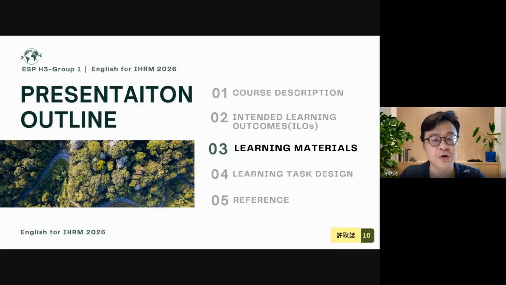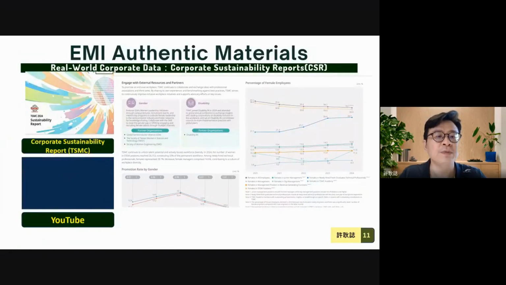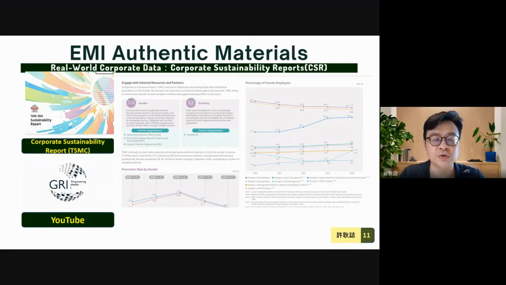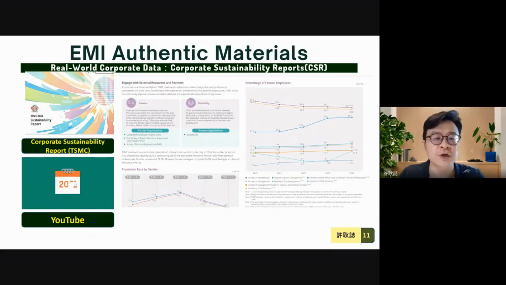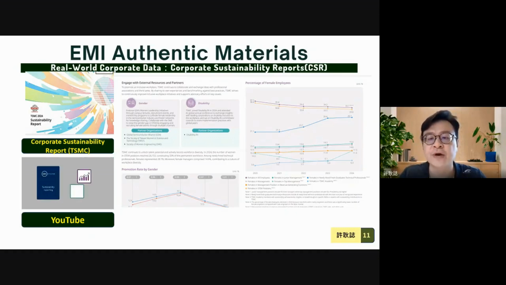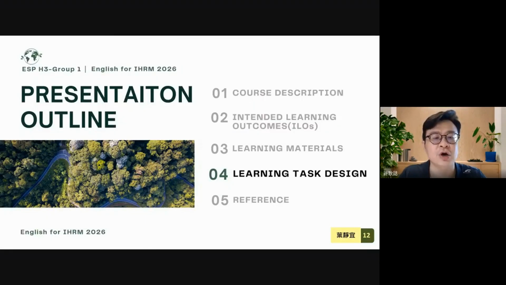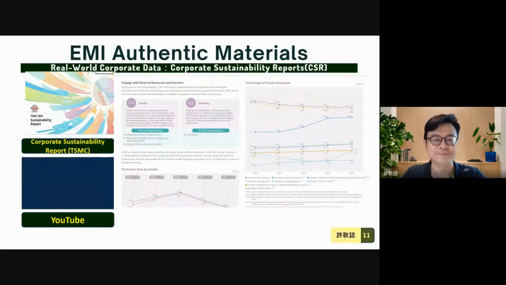And let's talk about the learning materials. Students will be presented with authentic materials from established companies, for example, TSMC, by using their CSR report. They will also be presented with YouTube videos to enhance their understanding. And in terms of the visual descriptions, students are presented with, for example, the line graph to learn how to describe the promotion rate by gender and the percentage of female employees. And all of these materials are from authentic CSR reports.